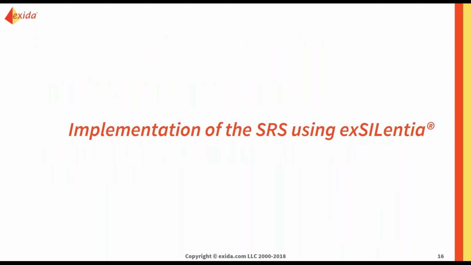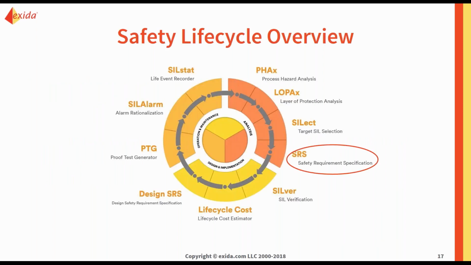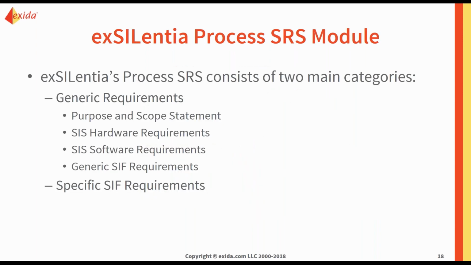So I'm going to go into how this would be implemented into exSILentia, and hopefully you can see how it might be easy to fulfill the requirements of the SRS. So again, here's our life cycle. Right now we're talking about the documentation of all of the analysis information you would need to design the safety instrumented system. And in exSILentia, we sometimes refer to this as the Process SRS. If you have the tool, it's just the SRS module, but it consists of two main categories.